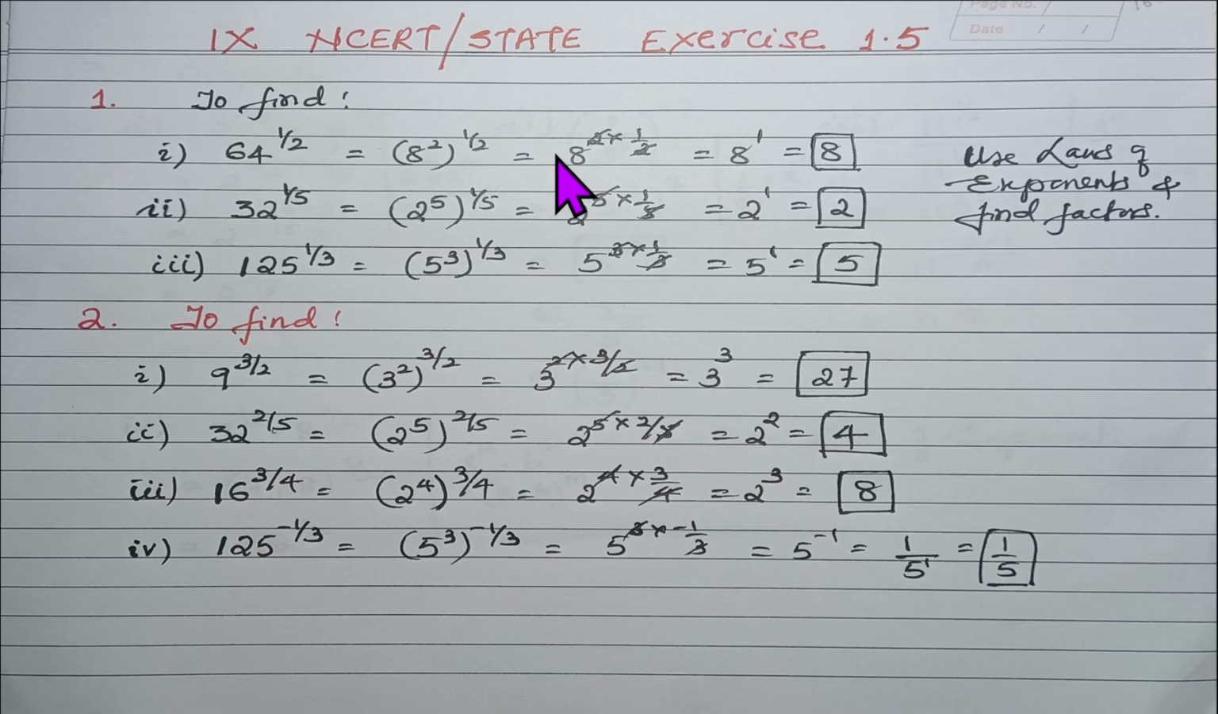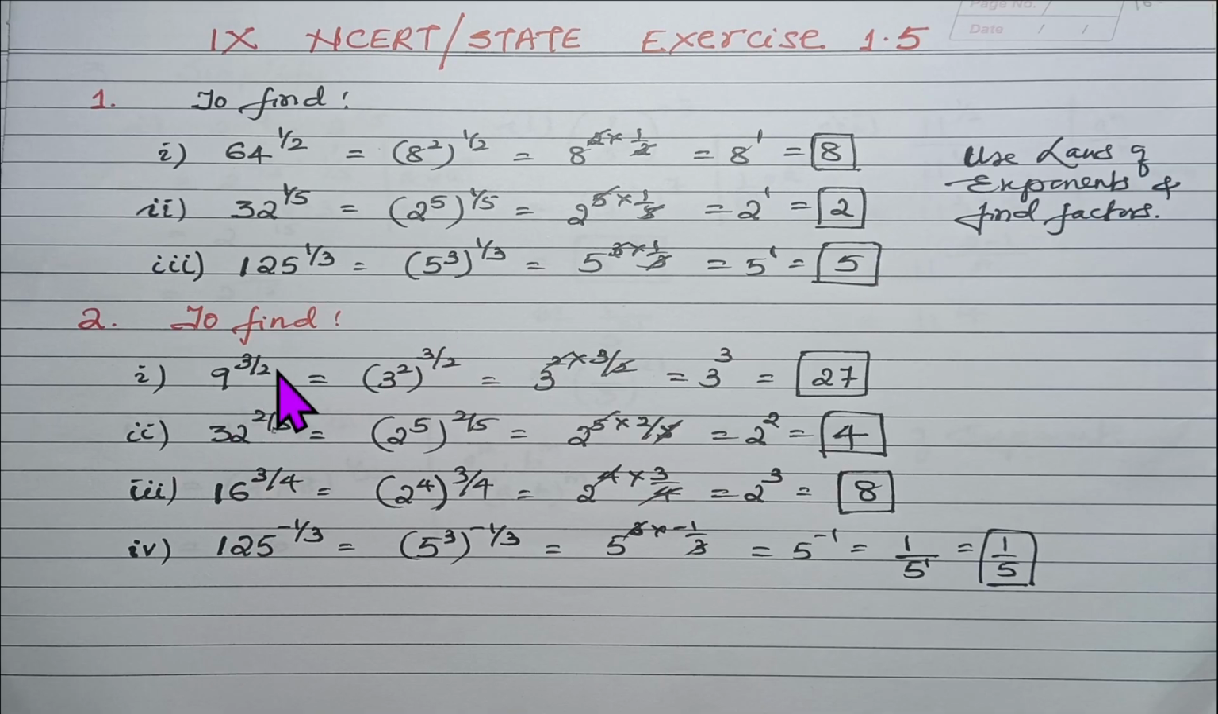Now, coming to the next exercise, exercise number 1.5, a very simple exercise based on exponential notation. To find 64 raised to half, 64 can be written as 8 square raised to half, and applying the laws of exponents, a raised to m raised to n is a raised to mn, 8 square into half, the 2 cancels, 8 raised to 1, answer is 8. 32 can be written as 2 raised to 5, multiplied by 1 by 5, it will be 2 raised to 5 into 1 by 5, again applying the law of exponents, 2 raised to 1 is 2. 125 raised to 1 by 3 is 5 cube raised to 1 by 3, 5 cube into 1 by 3, answer is 5.